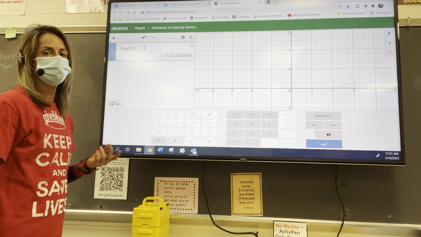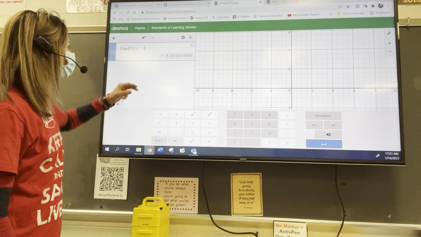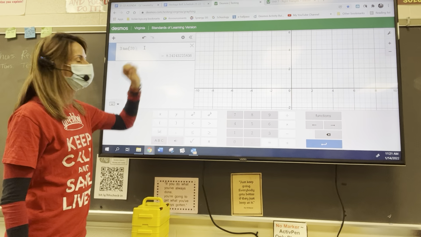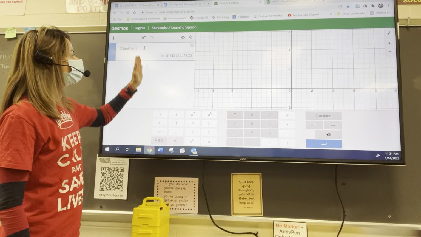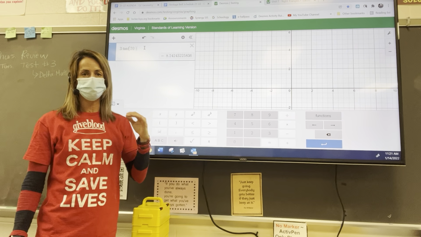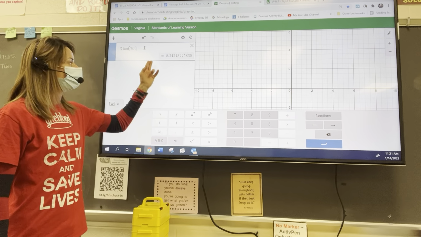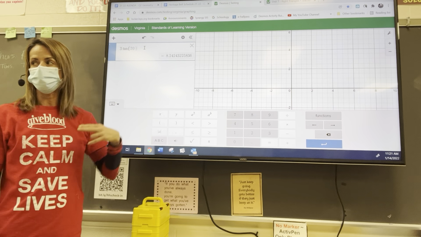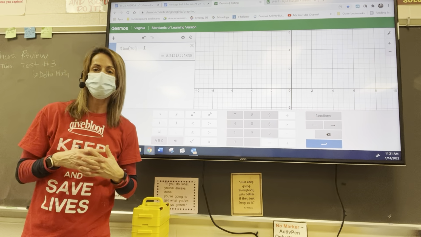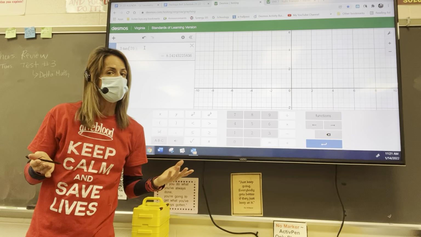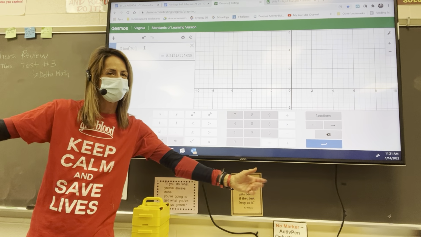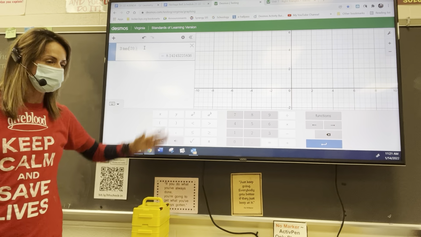The question says round to the nearest 10th. So we look at this problem and we say, all right, the 10th place is the 2. We have to look at the number after the 2 to determine whether it's going to stay a 2 or round up to a 3. The number after the 2 is what we look at, that 4. Remember, 5 or above, give it a shove. 4 or below, let it go. That's a 4, so we're cutting it off, 8.2.